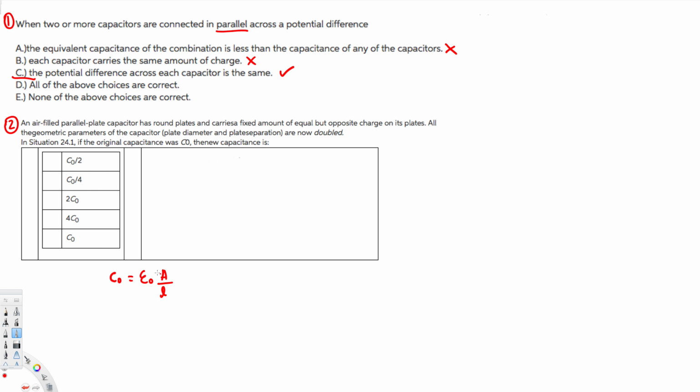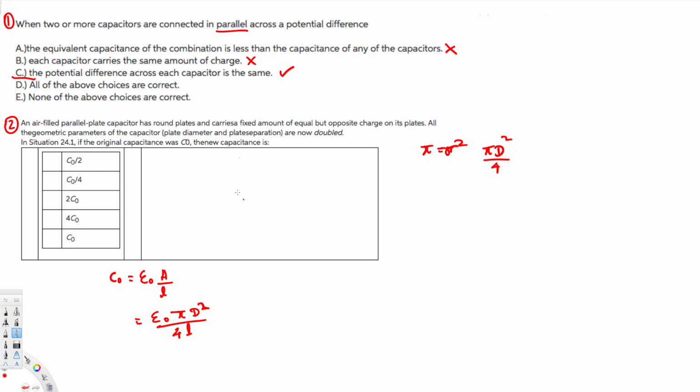We know that the cross-sectional area is going to be a circle, so the area is the area of a circle. We know that the area of a circle is pi r squared. If you want to write it in terms of diameter, it's going to be pi d squared by 4, because d by 2 is the radius, so d by 2 squared is d squared by 4. So let's replace this one by this. This is going to be epsilon naught pi d squared by 4L, right?